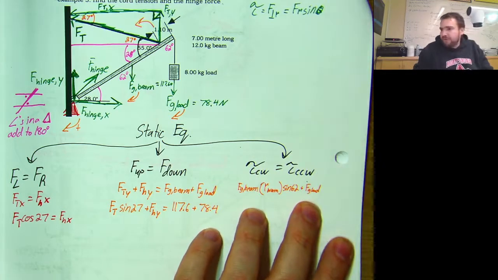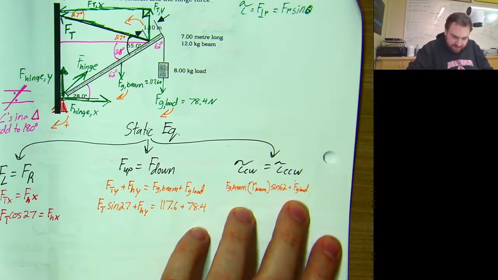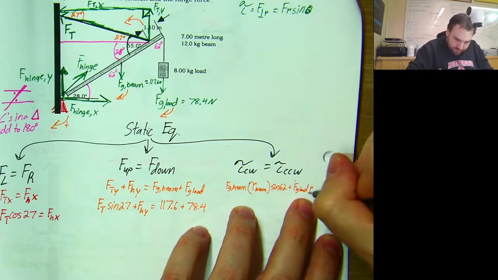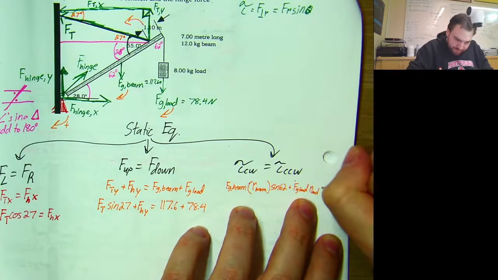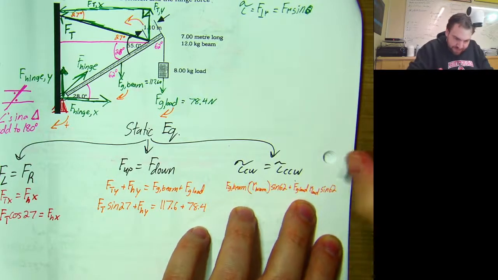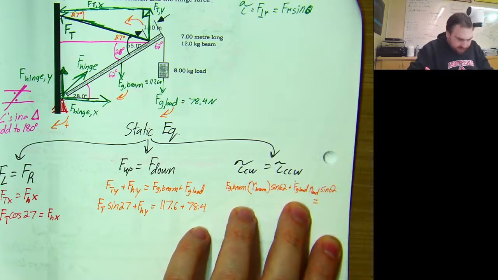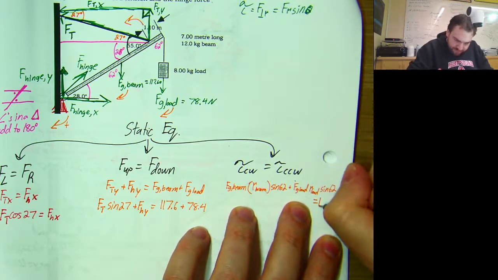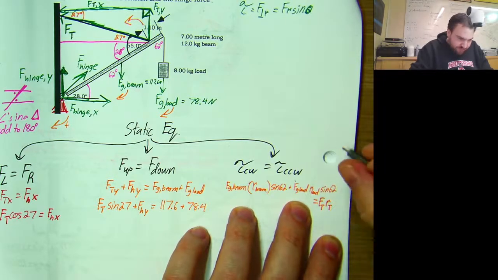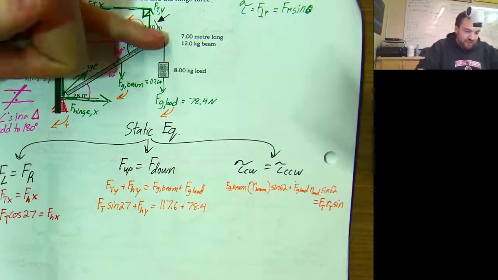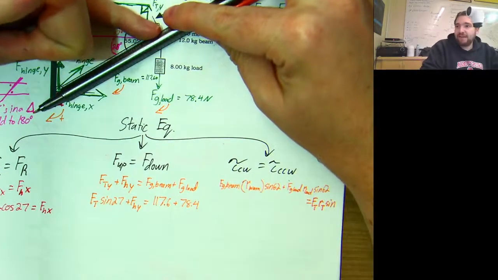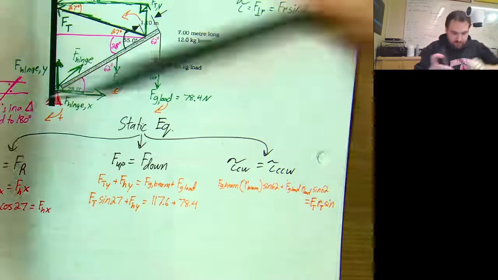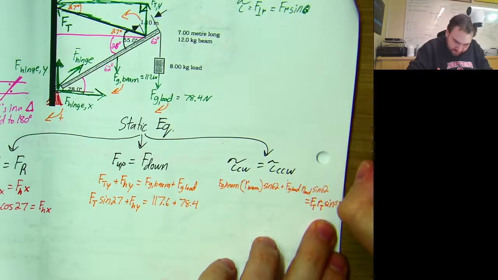I'm going to run out of space here. FG load, R load sine 62. That's going to equal, my bad, sorry guys, force of tension, R tension, sine of, and then the angle between my tension and my beam is that big angle of 55 there. Sine of 55.